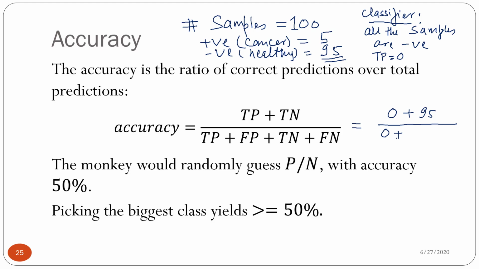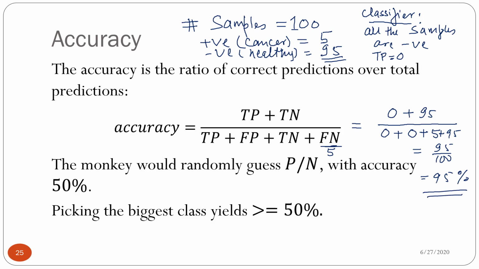False positive is 0. This classifier is saying that no one is positive, so no false positive. Incorrectly, this classifier is saying that the positive cases are also negative. So these 5 people who are positive in the test data, the classifier is saying that no, these are negative. So that 5 is false negative. False negative is 5. True negative is 95. Alright, so what is the accuracy? Accuracy is 95%.